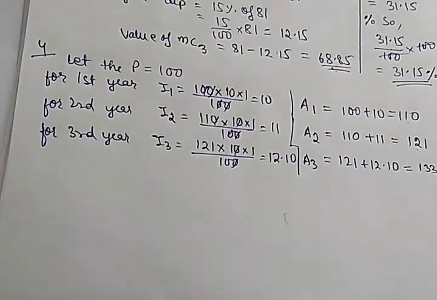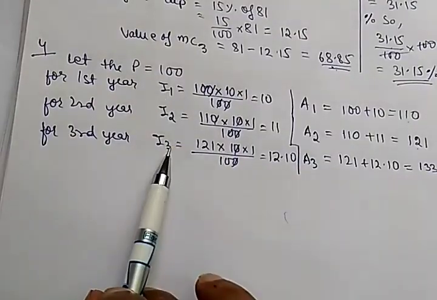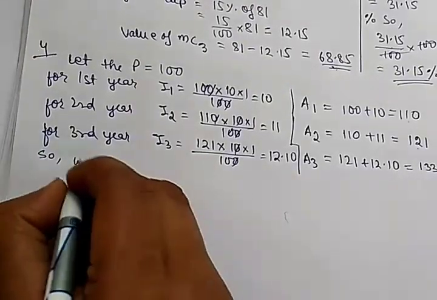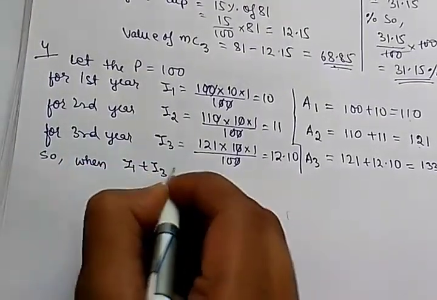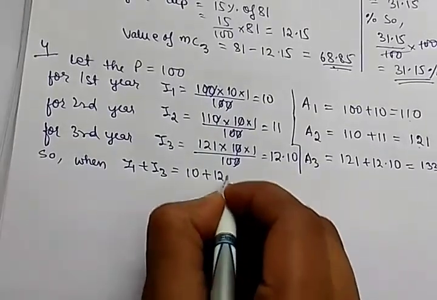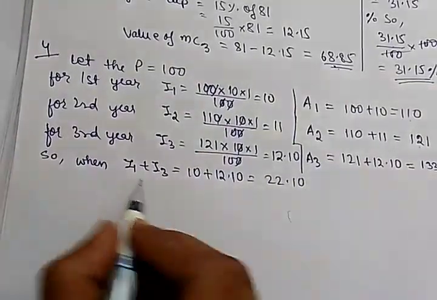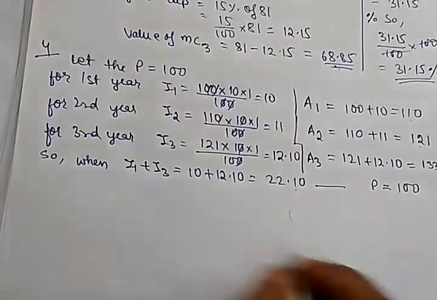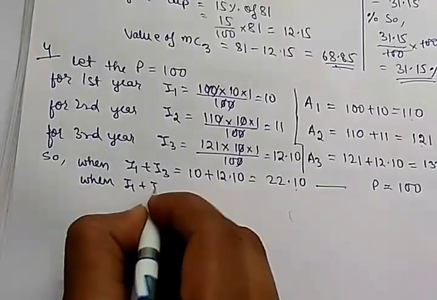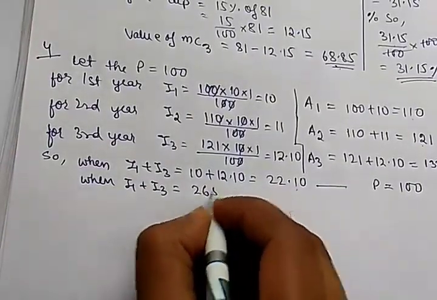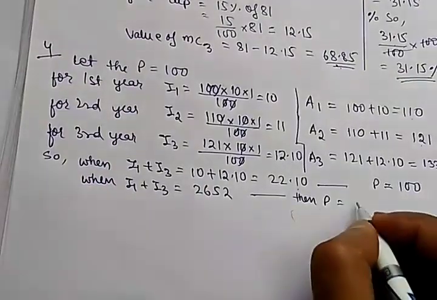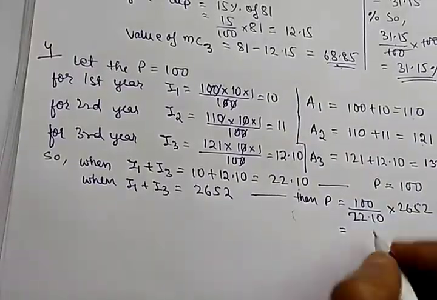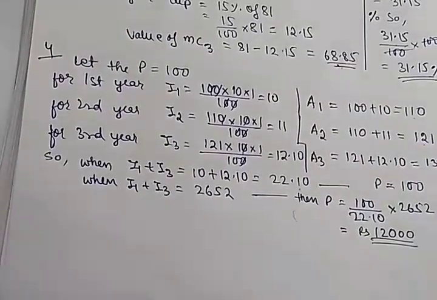Now in the question it was given that the sum of the interest of the first year and the third year is equal to 2652. So now, unitary method: I1 plus I3 is equal to 10 plus 12.10, that is equal to 22.10. When the sum of I1 plus I3 is 22.10, then the principal is rupees 100. So when I1 plus I3 is equal to 2652, then the principal will be equal to 100 by 22.10 into 2652. By solving this, we are getting rupees 12,000. So this will be the principal.